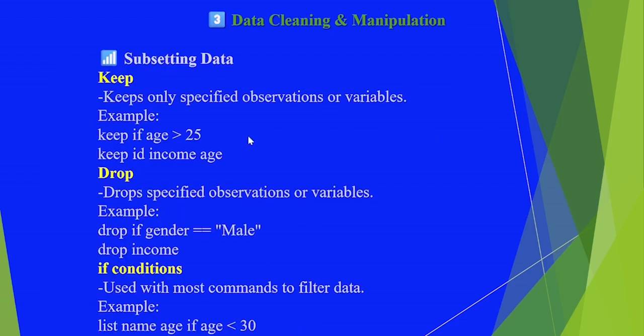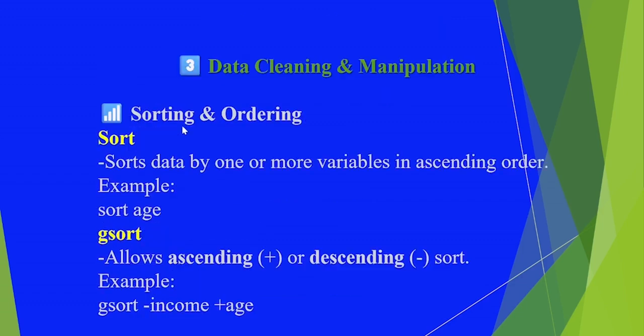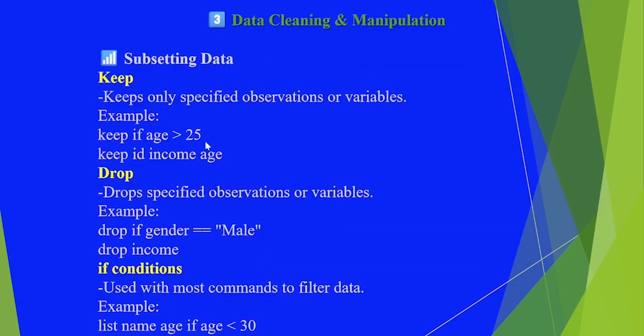And we have now subsetting. With subsetting, we use keep, drop, and if conditions. With keep, it will keep only specified observations or variables. An example is keep if age is greater than 25. It means this code will filter out all observations whose age is above 25 years. Anything below 25 years will be eliminated. And if you say keep ID, income, and age, then it will represent the ID, income, and age variables for respondents who are above 25 years of age.